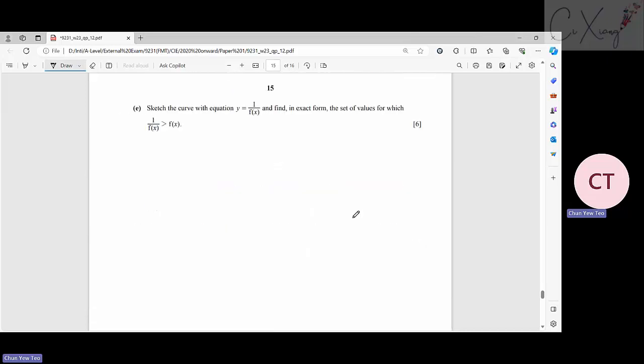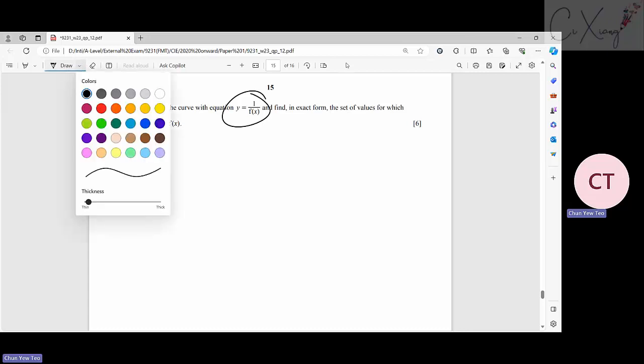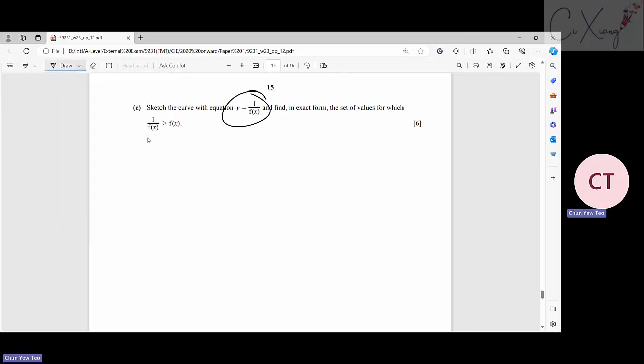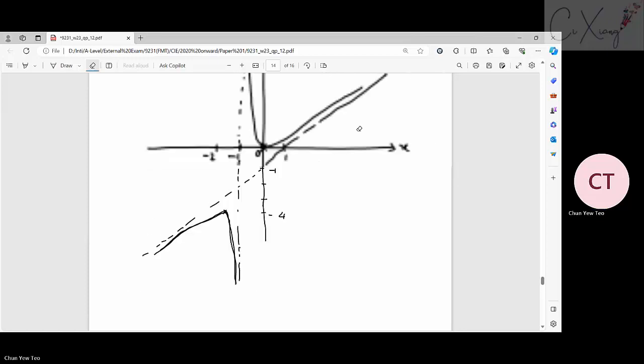Now we go to part E. Sketch the graph of y equal to f(x), y equal to 1 over f(x), and after that, we want to find the set of values that fulfill 1 over f(x) greater than f(x). So over here, we want to sketch a graph of 1 over f(x). It's actually based on the original graph. Your original graph is like this.